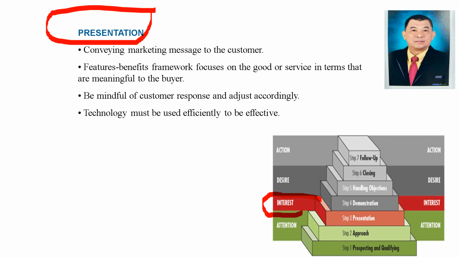Technology must be used efficiently to be effective. Before the pandemic, some sales representatives used a portable laptop in the presentation. Instead, maybe you can show some catalogs and literature, but basically they use laptops. Cold calling, the approach and the presentation happen simultaneously. Guys, in prospecting and qualifying, the approach and the presentation, you must really understand your product 100%, because knowing your product 100%, you have a good chance of closing the sale.